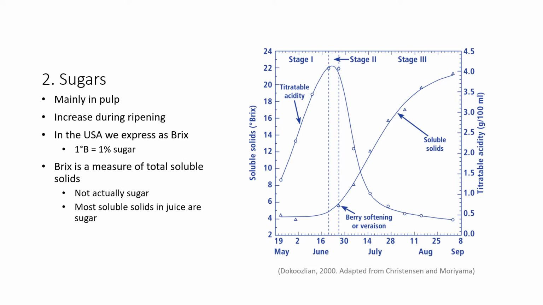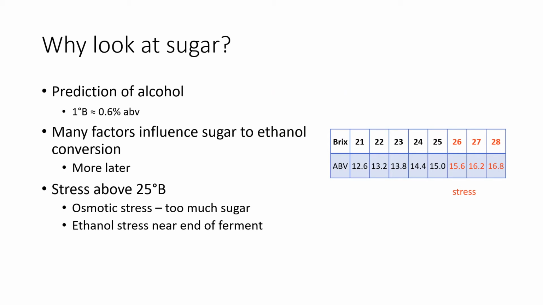And we use Brix, which is actually just a look at density, or total soluble solids, because when we get over about 18 degrees Brix, what we're seeing is that the vast majority of things that are providing mass or soluble solids in the liquid are sugars. So it provides us a pretty decent estimate of how much sugar is in there. So why are we looking at sugars? Mainly because it's a prediction of alcohol in our wines. So approximately 1 degree Brix is 0.6% alcohol by volume.